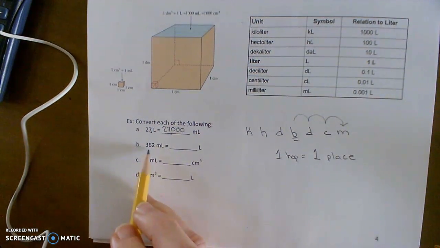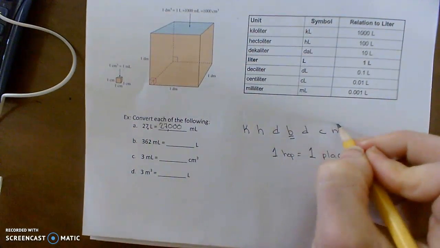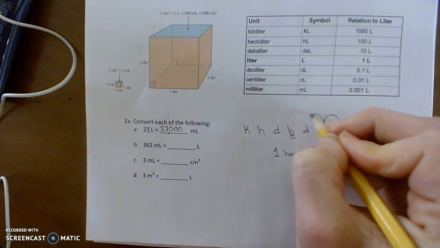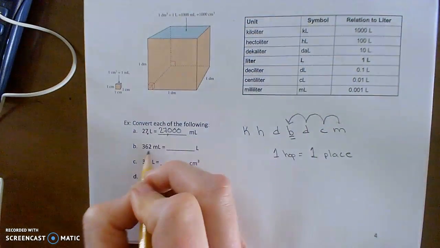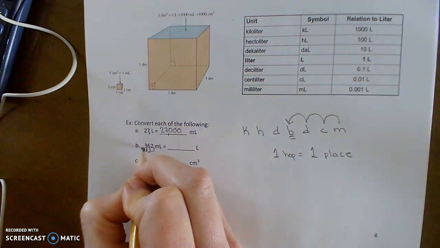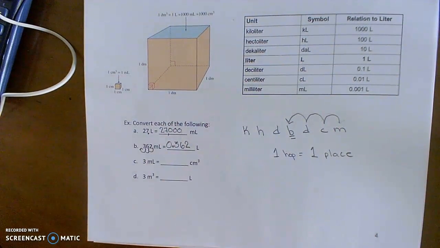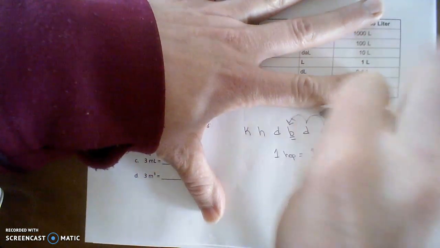How about 362 milliliters? How many liters is that? So staying here at milliliters, hop 1, 2, 3 places to the left. So that would move your decimal point 1, 2, 3 places left. 0.362 liters.